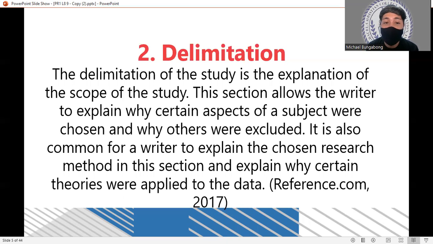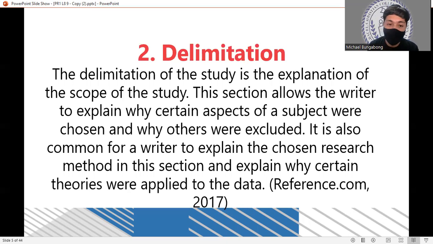This section allows the writer to explain why a certain aspect of a subject was chosen and why others were excluded. So in the limitation class, all are whys, no? Yung mga tanong natin, bakit? Ganyan. So this is the place or the section of a research paper where we also explain the reason why, okay?